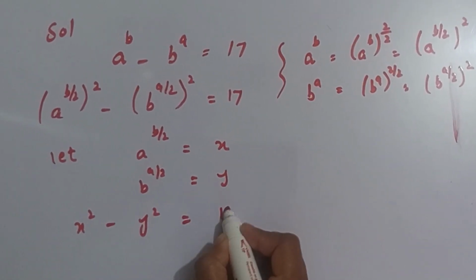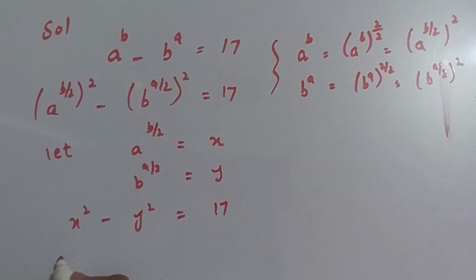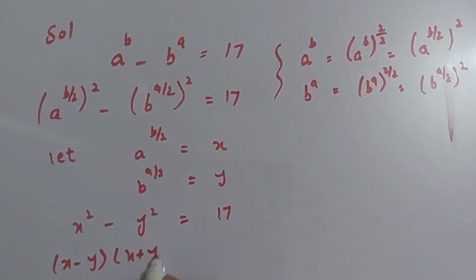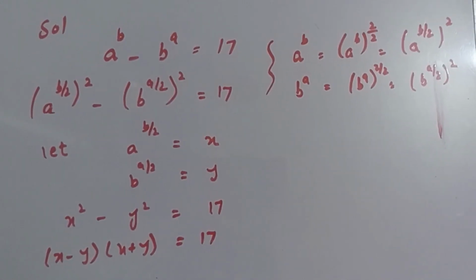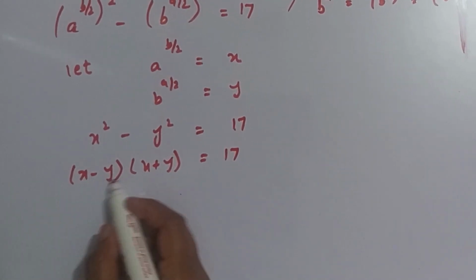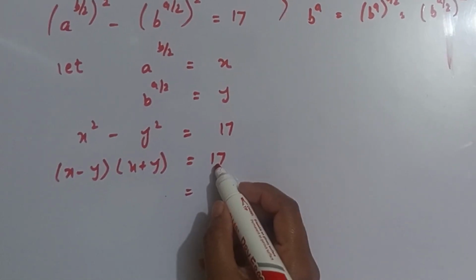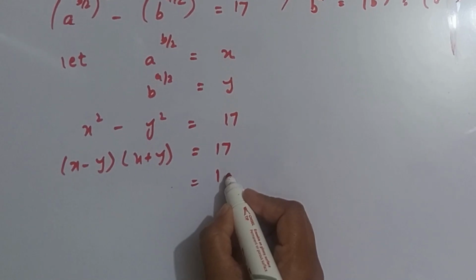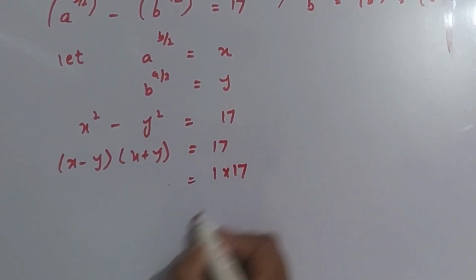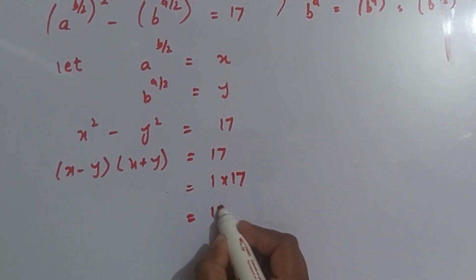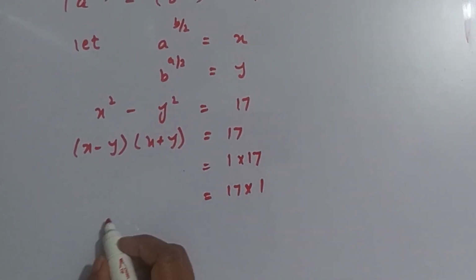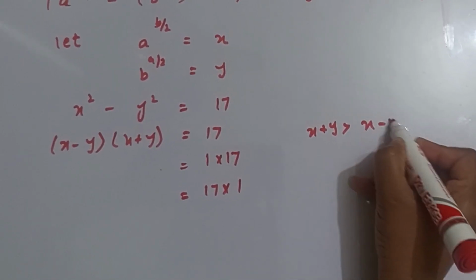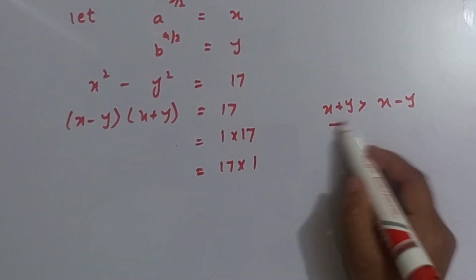This is equal to 17, and we know the left hand side is x minus y multiplied by x plus y, equal to 17. Now the left hand side is a product of two values, that is why we split this 17 into two values. The factors of 17 are 1 multiplied by 17, and 17 multiplied by 1. Now in our question, x plus y is greater than x minus y.